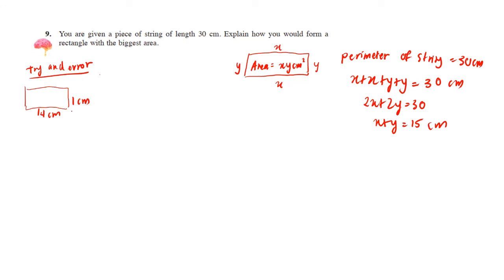14 cm plus 1 cm will give us 15 cm. So the area here we get 14 cm square. Okay, so that is just one of the shapes that we have found. Okay, so another one will be 12 in the base and 3 at the height. So that will also be 15 cm. But this area will give us 36 cm square.